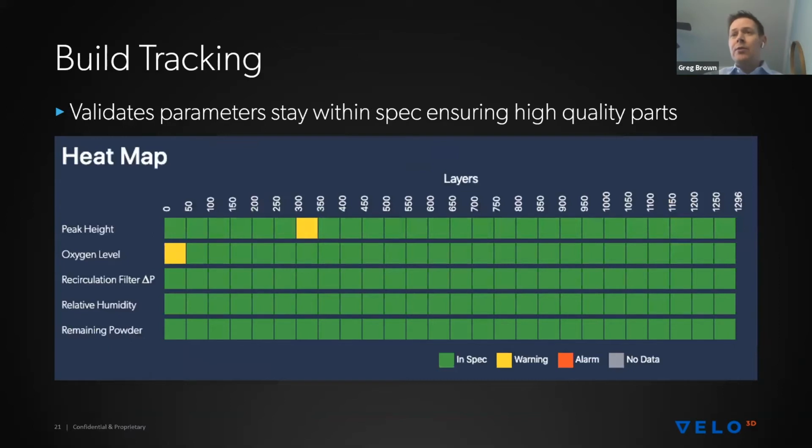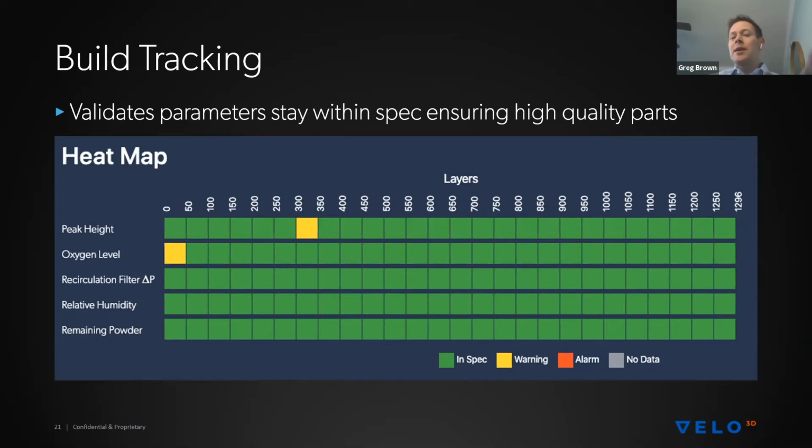On top of that, you also get a heat map, which is basically supposed to be a quick snapshot of were the different system parameters in good levels basically throughout the course of the entire build. And I'll go into a little bit what all of these are on the next slides. But the idea here is to give a nice simple visual representation of were things nominal or not.